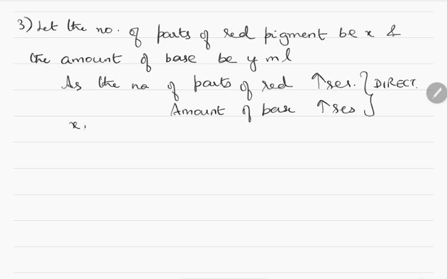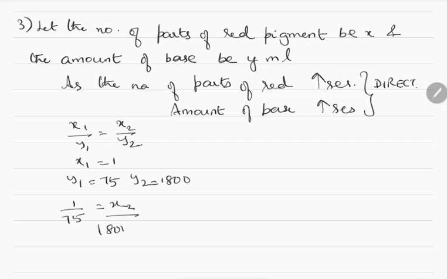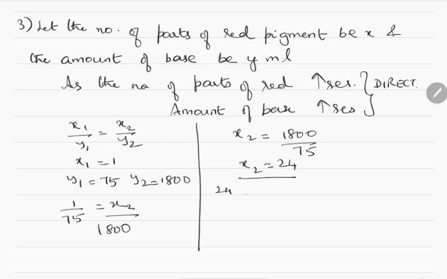So what should we use? x1 by y1 equal to x2 by y2. Now x1 is 1, y1 is 75. Here y2 is 1800. So 1 by 75 equal to x2 by 1800. x2 is equal to 1800 by 75. x2 is equal to 24. Hence, 24 parts of the red pigment should be mixed.